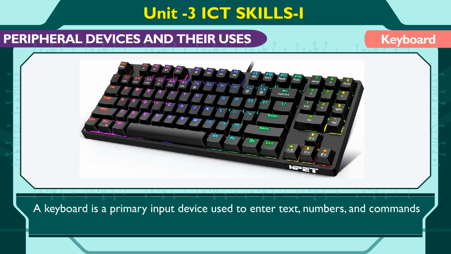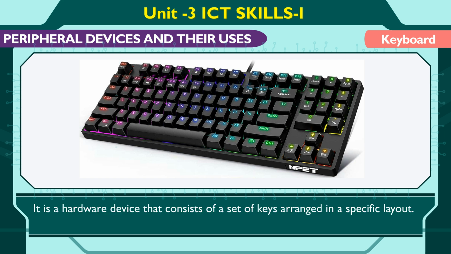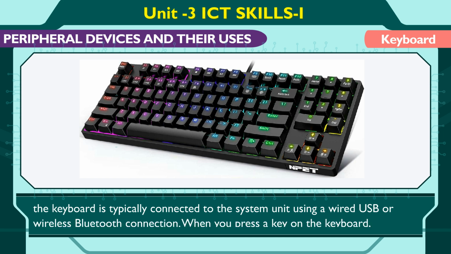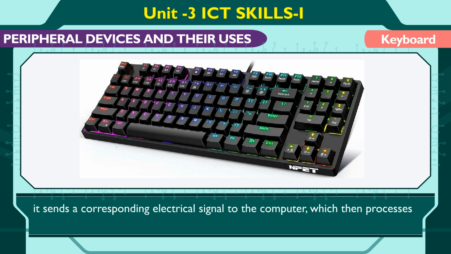Keyboard. A keyboard is a primary input device used to enter text, numbers, and commands into a computer or other electronic devices. It is a hardware device that consists of a set of keys arranged in a specific layout. In a computer, the keyboard is typically connected to the system unit using a wired USB or wireless Bluetooth connection. When you press a key on the keyboard, it sends a corresponding electrical signal to the computer, which then processes the input and performs the desired action.